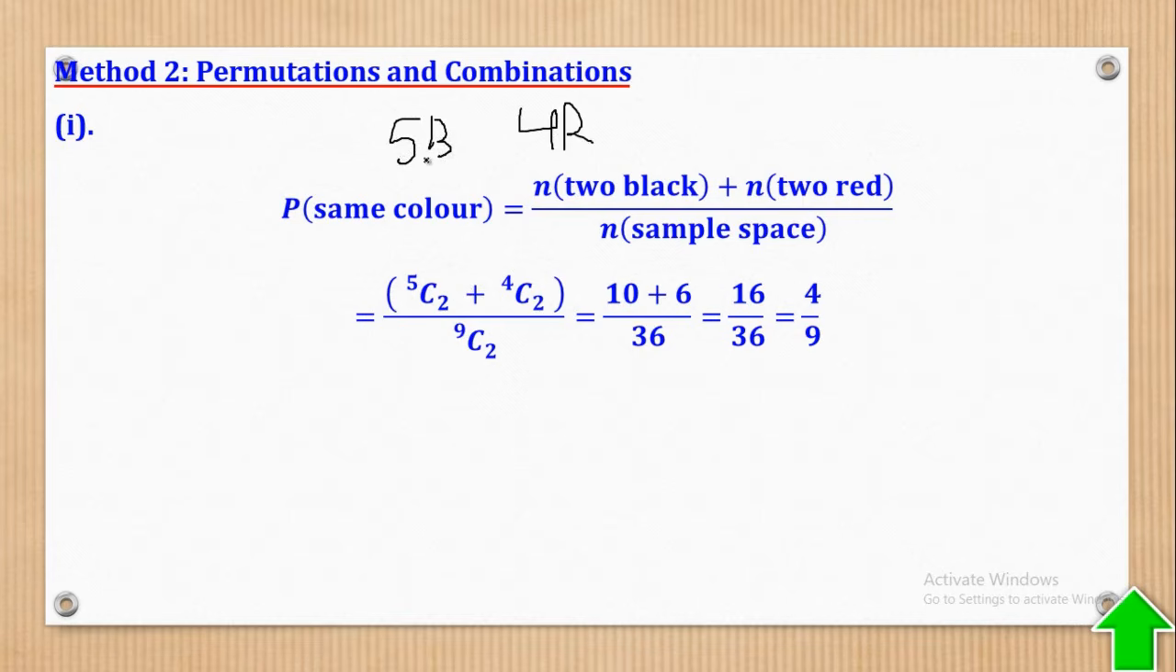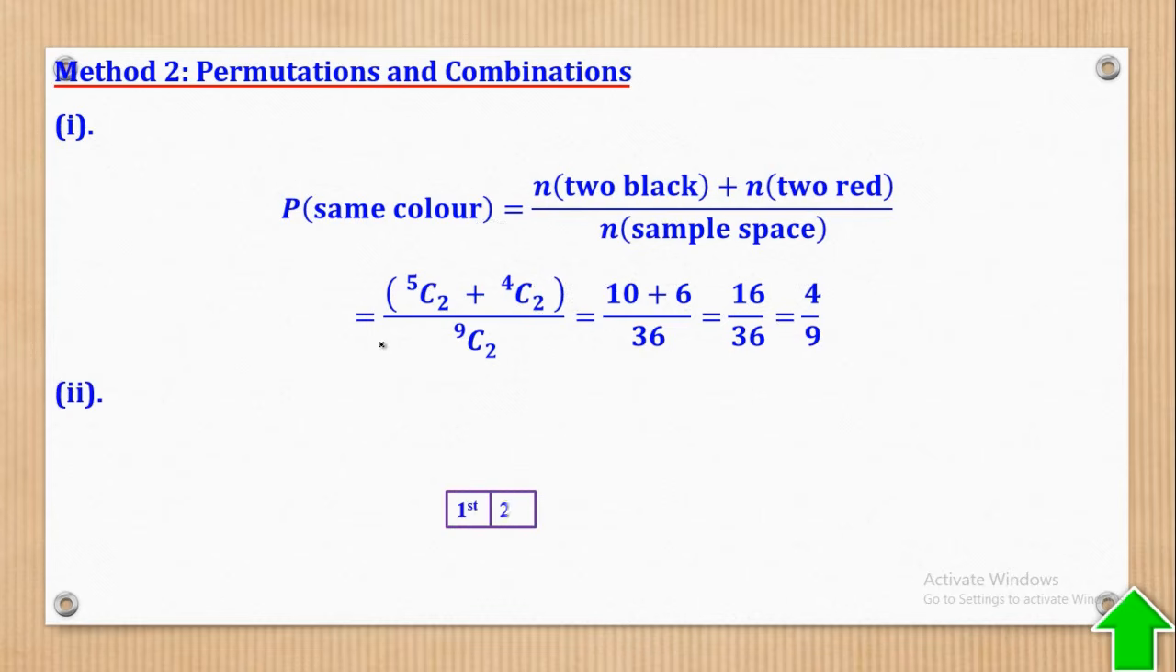Now 2 black means that out of these 5 we need 2, so that is why we get 5 combination 2. And here out of these 4 we need 2, so that's why you get 4 combination 2. Then the sample space, out of the total, which is 5 plus 4 is 9. So out of the 9 we need 2 pens. That is why it is 9 combination 2. So next is to use the calculator. This gives you this, and this gives you this, and this gives you that. When you simplify, you'll come up with 4 over 9, which is the same as before.